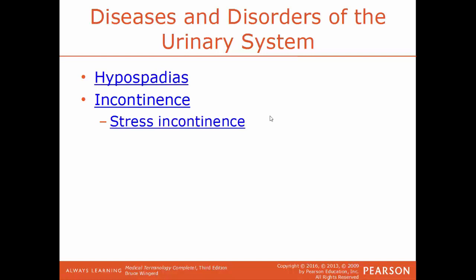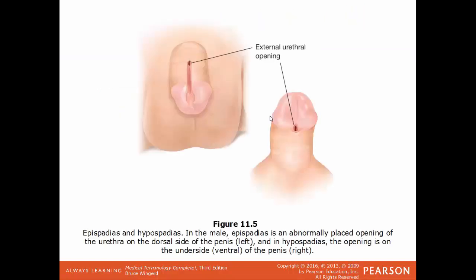Hypospadias, the malformation of the penis where the urethral opening is on the ventral side or the underside of the penis. So going back to this image here, the image we already talked about earlier, epispadias. The hypospadias is here. The opening is on the ventral side of the penis.